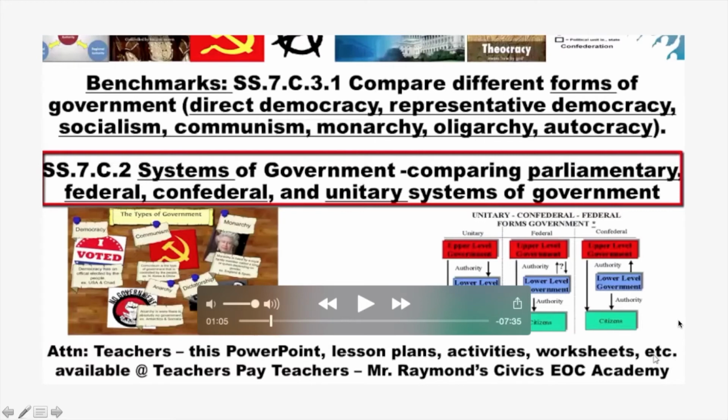You can either pause the video here, go do your Microsoft Forms activity, or if you feel like you need more help, continue watching the video, and from here on out, watch Mr. Raymond's video clip, and then go do the Microsoft Forms after he gets done explaining it to you. All right, guys, have an awesome day, and please do your work, turn everything in on time, and good luck.